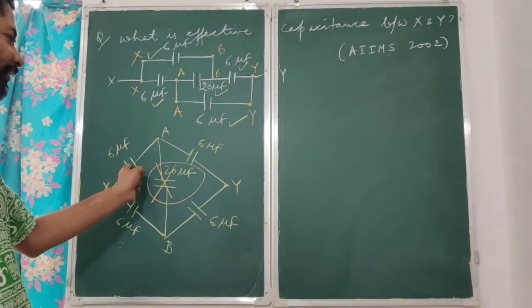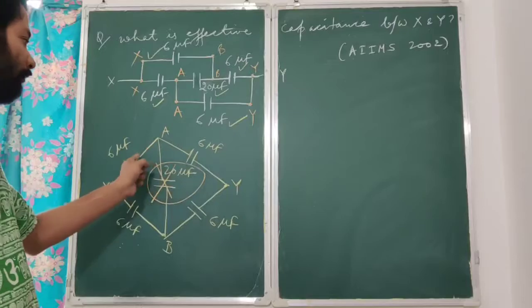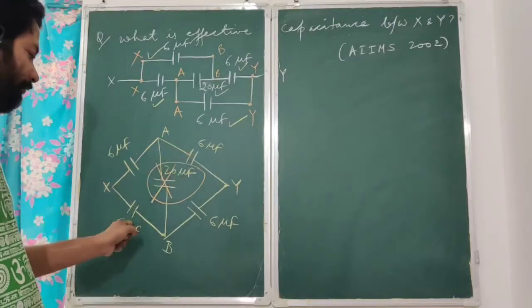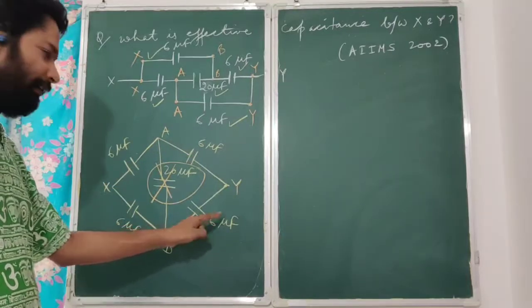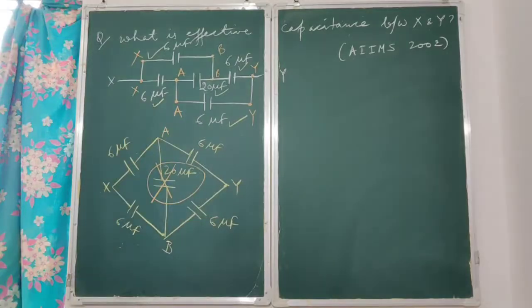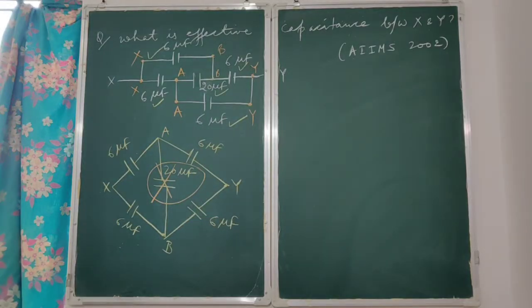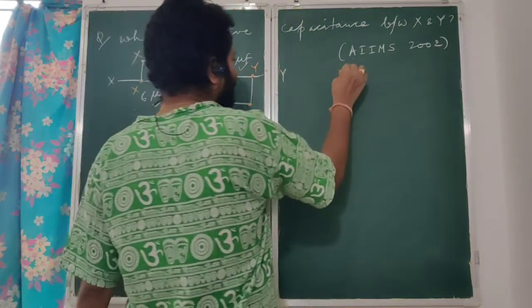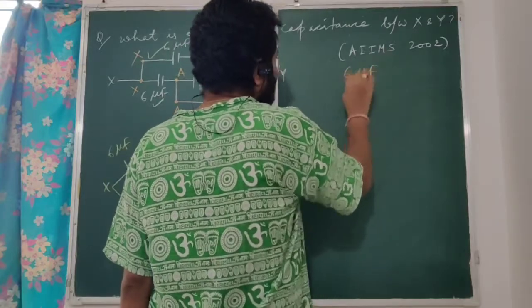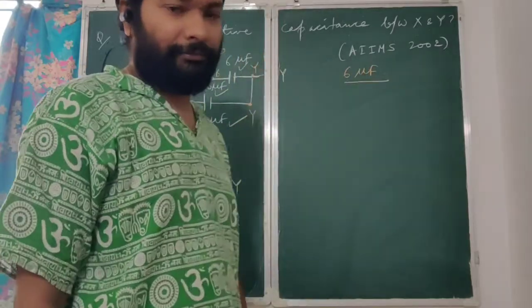So now what is left? 6 and 6, they are in series. So what will be the equivalent? 3. Here 6 and 6 in series, 3. Both of them are in parallel. So 3 and 3 in parallel is again 6. So what will be the answer for this question? It will be 6 microfarad.